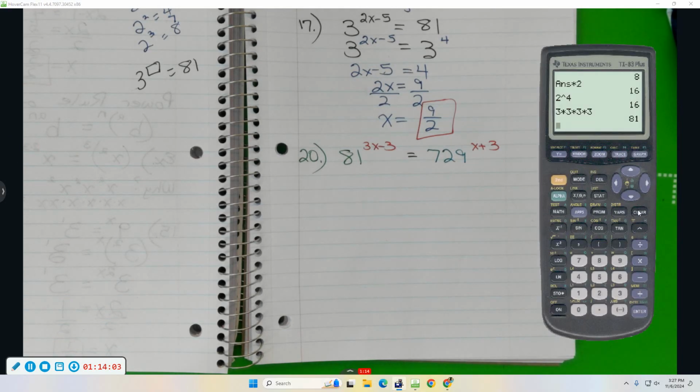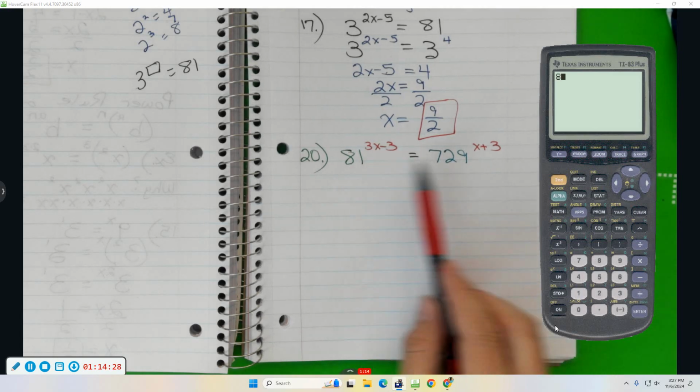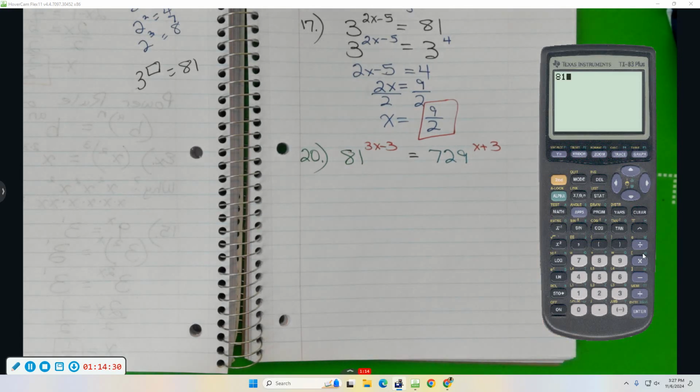Well, what are our two bases? What numbers are acting like the base? On the left we have 81, and on the right we have 729. Well, let's see, 81's the smaller one. 81 to the first power is 81. Do you think 81 squared will give us 729? Punch that into that calculator of yours. No, it gives us something real big.